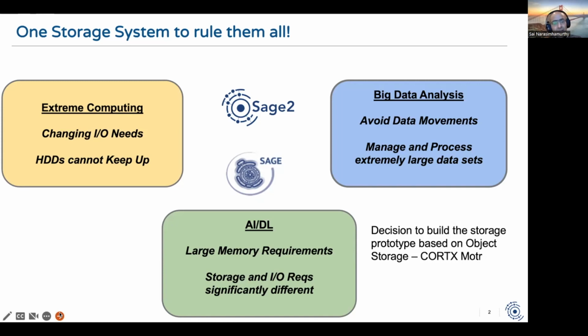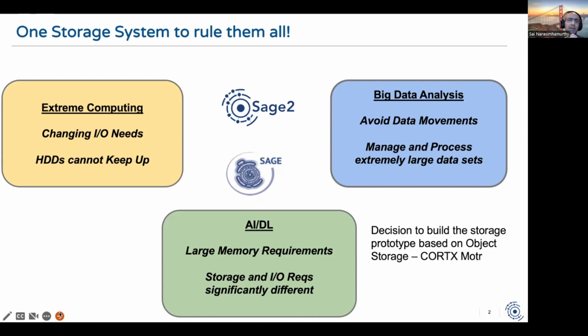Which I'm going to tell you a bit about. And now we have AI and deep learning aspects coming into the pipeline of scientific computing, where you have very large memory requirements, and the storage and IO requirements are something that we are continuing to learn. We are still not experts at handling this, but we continue to learn how to build storage for this. So the decision was to build a storage system that could accommodate all these different kinds of workflows as part of the same infrastructure.